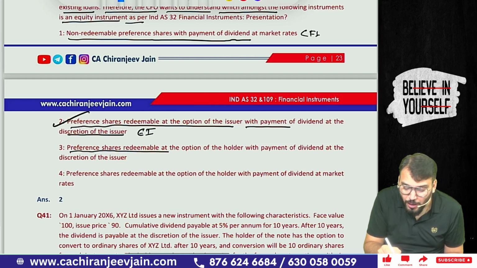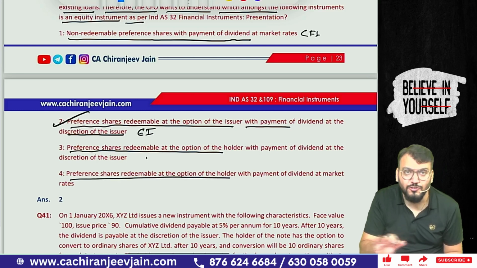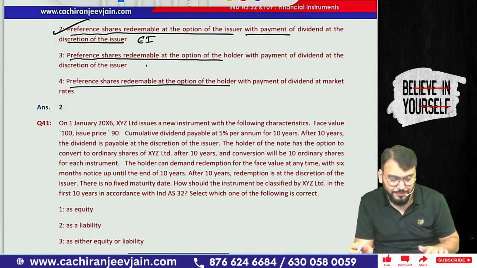Preference share redeemable at the option of holder, not. Preference share redeemable at the option of holder, this is also not. So option number 2 is the only correct one. Come to question 41.